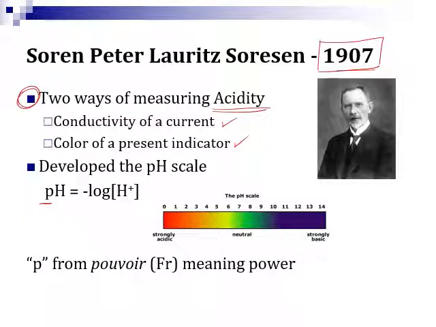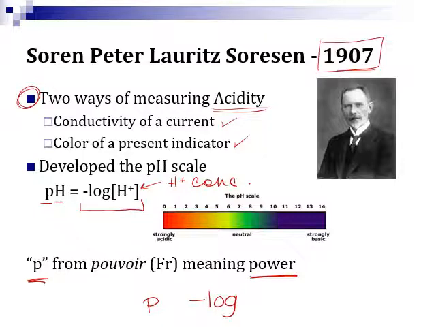So little p, big H, and we got this equation, the negative log of the H plus concentration. That's what those brackets mean. The P comes from the French, and it means power. What you're going to find is that anything with a P in front of it actually means the negative log of that thing. And fortunately, it is the log base 10, so no fancy math here. And we'll get to that in the next lesson.